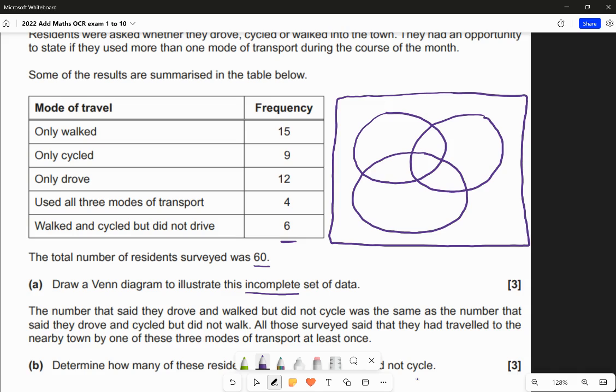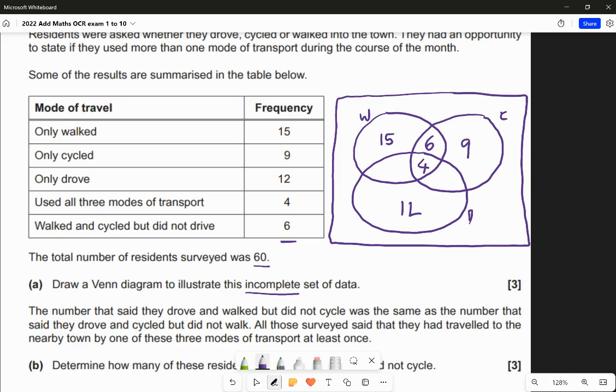So I'm going to label them. So walked, cycled, and drove. So 15 only walked, so did not use either of the other two, so that would be in there. 9 only cycled, so that would be in there. 12 only drove, so that would be in there. 4 used all three, so that would be in the intersection of all three. And 6 walked and cycled, but did not drive, so that would be in there.